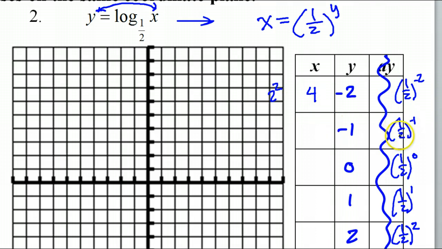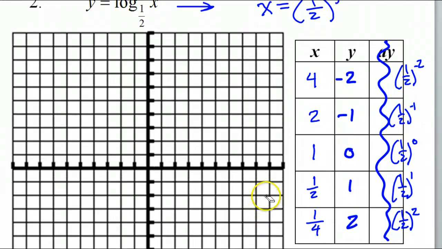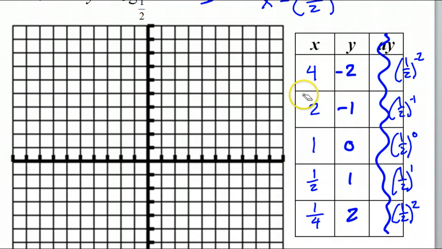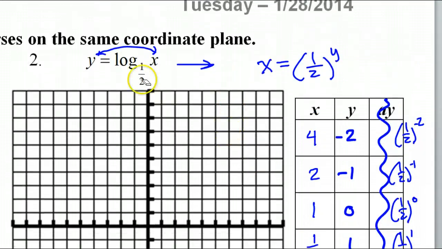Reciprocal here and a +1 power would be 2. Anything to the 0 power is 1. Obviously 1/2 to the 1 power is 1/2. And 1/2 squared is 1/4. So these are the values I'm going to graph. Now these will be the actual values, not temporary values, because this equation has no shifting, no translation. There's nothing being added or subtracted here.